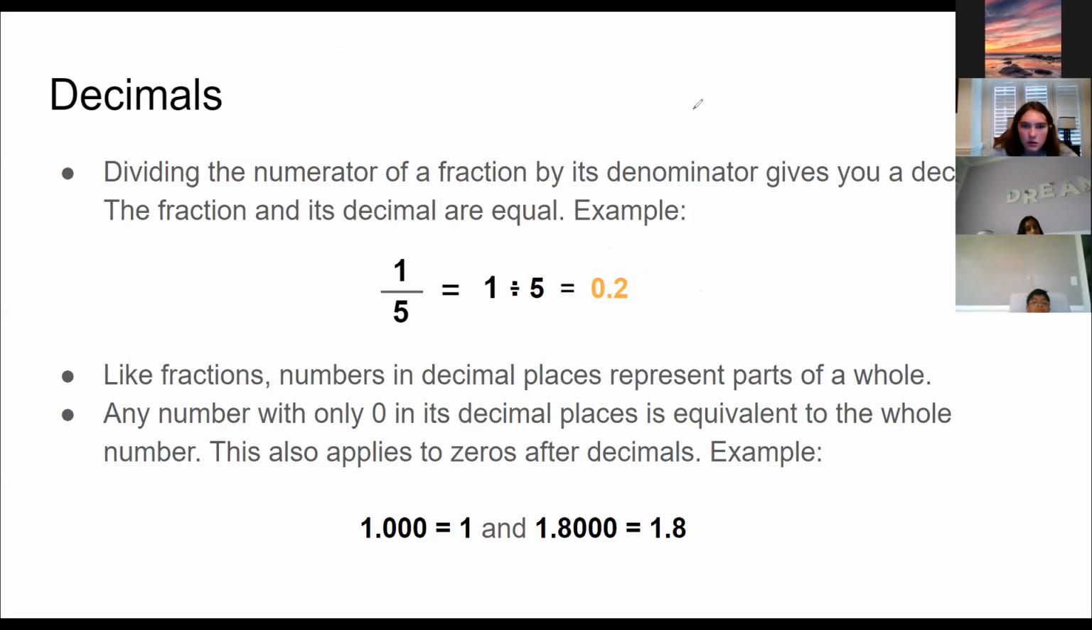Any number with only 0 in its decimal place is equivalent to the whole number. This also applies to zeros after decimals. Example: even though there are zeros here, this dot shows that it's only 1. And even though there are 3 zeros here, it's also the same as this. Does that make sense?